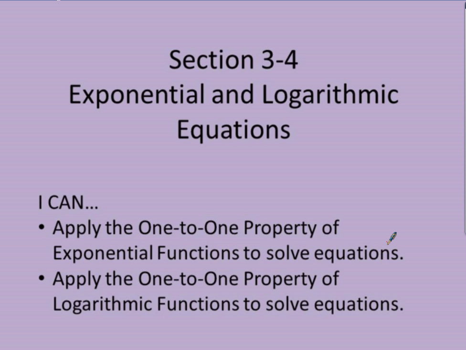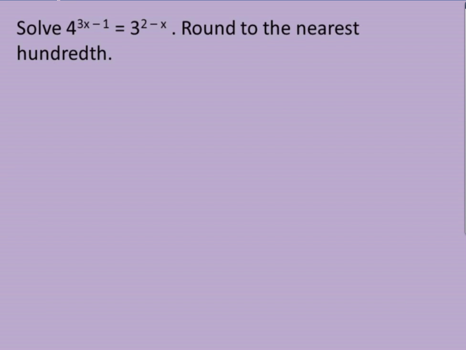This is section 3.4, part B, exponential and logarithmic equations. So at the beginning of this section, in section 3.4, part A, we were solving problems where we were getting the bases the same and then setting the exponents equal. If you cannot get the exponents the same, you're going to have to solve these a little bit differently. So this is an example of that type of problem.